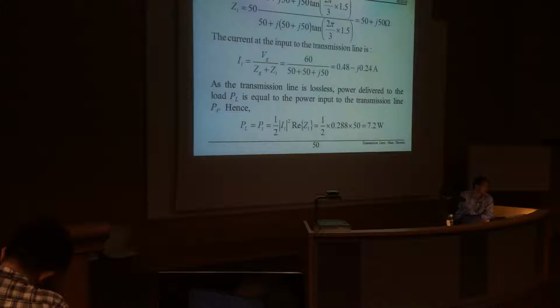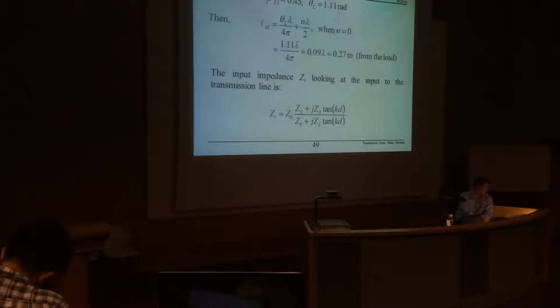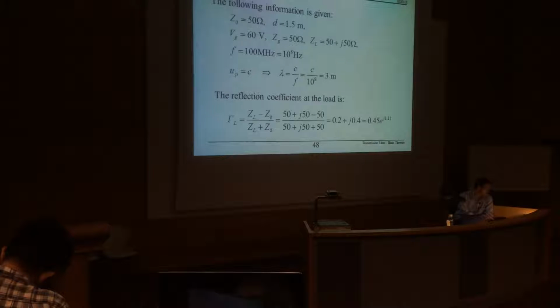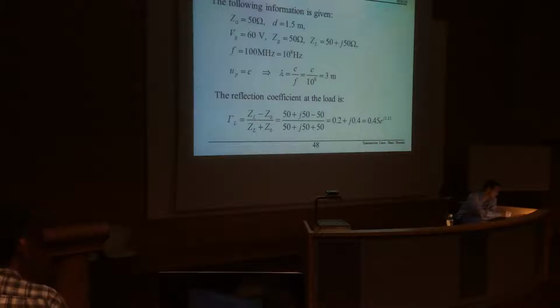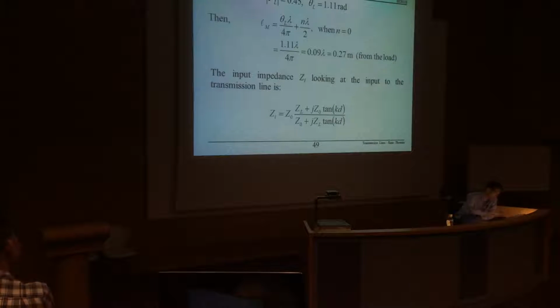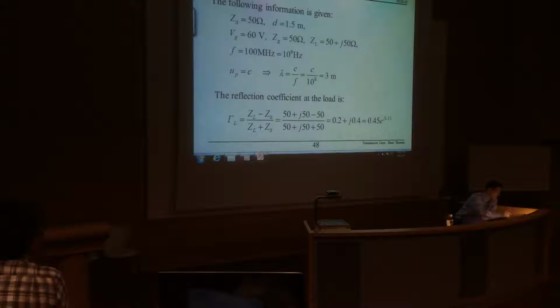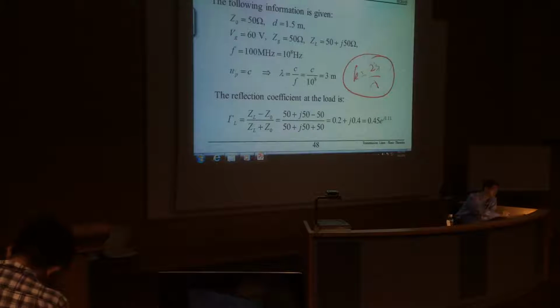K is the propagation constant. Since lambda is here, K is equal to 2 pi over lambda. This is a very important parameter, the propagation constant.